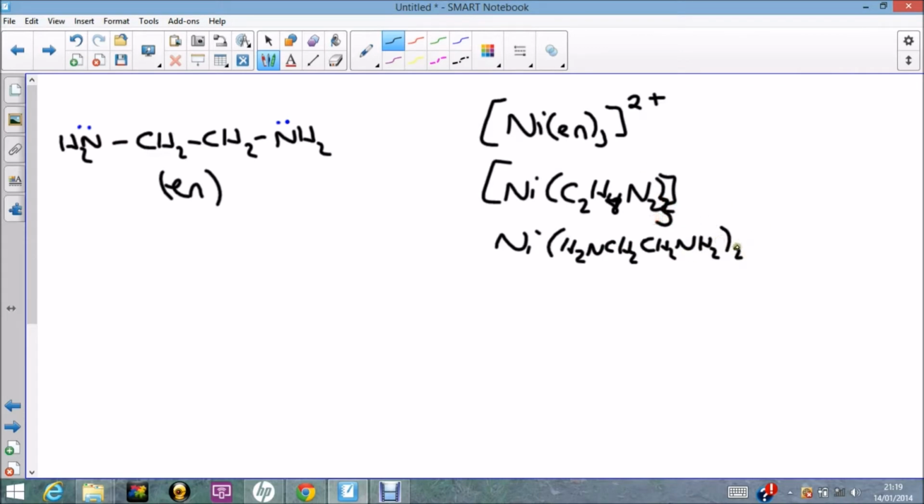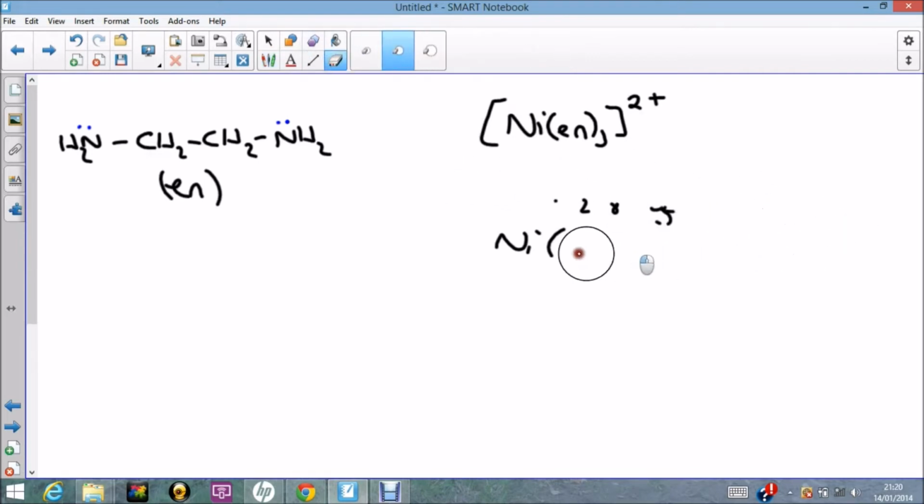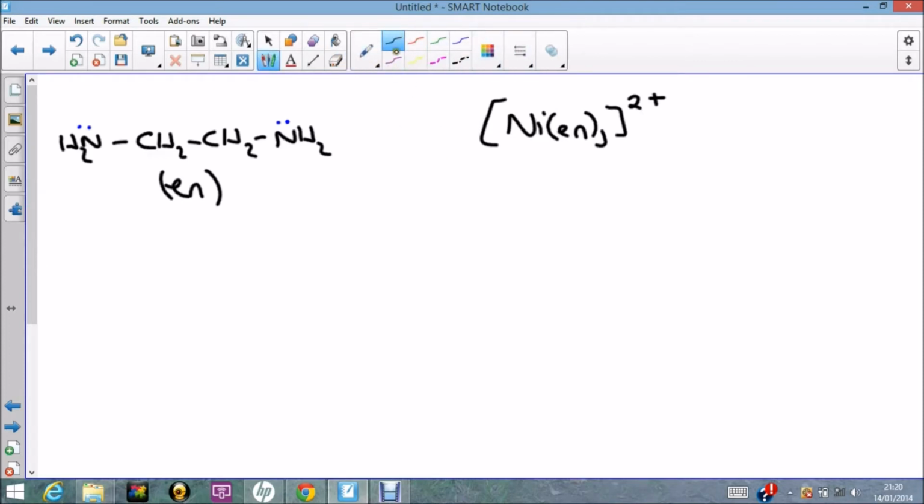It's a 3. So all we're saying is, watch out for different ways of drawing this ligand, but just be able to recognise that that's what it is. So what we're going to do is draw a nickel complex with 3 en ligands. Pause the video now as you have a go at it.